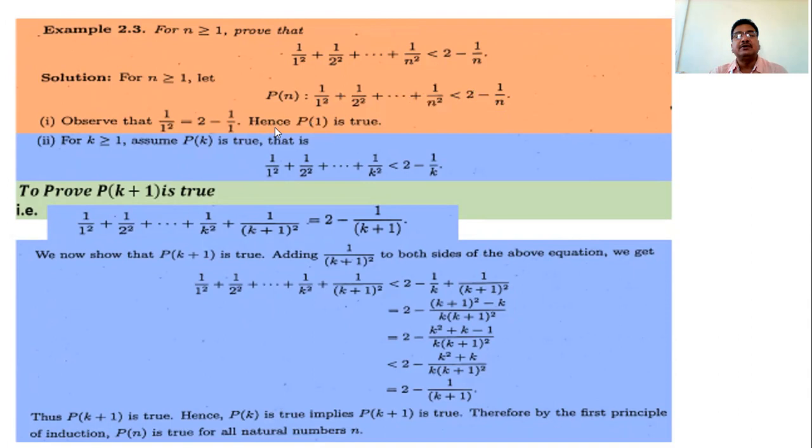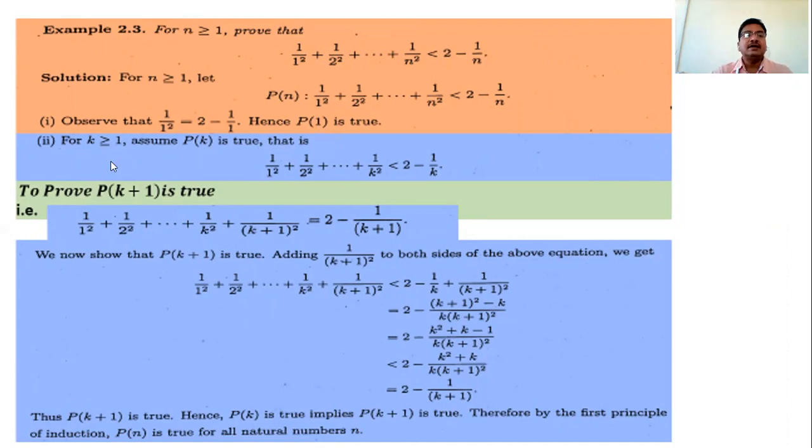So here we have the equal to sign, which means P1 is true. The correction is to write less than or equal to sign here. Therefore, P1 is true because we have the equal to sign. LHS and RHS are both the same if n is equal to 1, and that is the result is true for n equal to 1. P1 is true.